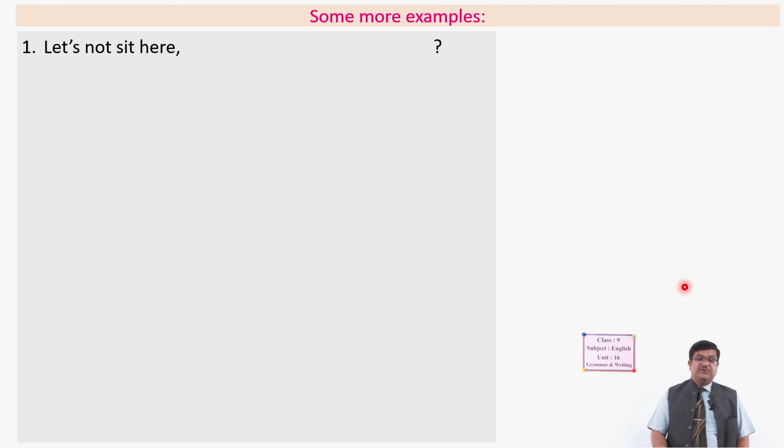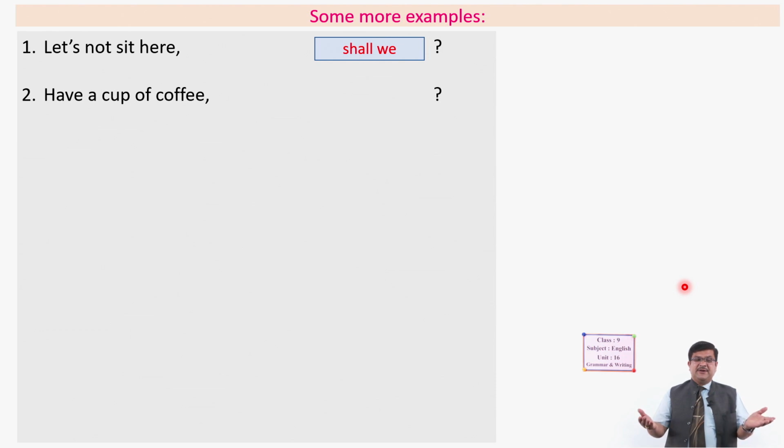Let's not sit here. What is the correct form of tag? Good. You're right. Shall we? Why? The sentence begins with let's, there is apostrophe s, and the sentence itself is negative. So what do we say? Let's with apostrophe s, there is always shall we. Have a cup of coffee. The sentence begins with what? Verb. If a sentence begins with a verb, the tag of the statement is always will you.